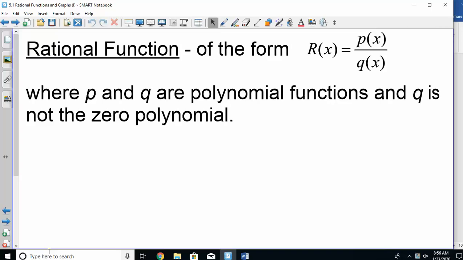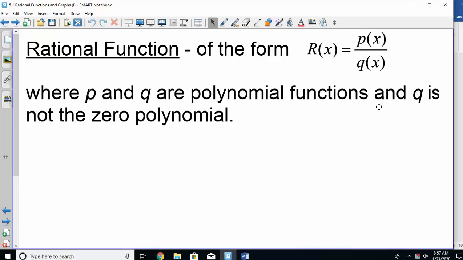And when I say rational function, it has the word ratio in it. I'm just talking about fractions. So a rational function is just when you divide two polynomials. We've been looking at individual polynomials. Now we're going to be dividing two polynomials and looking at those.